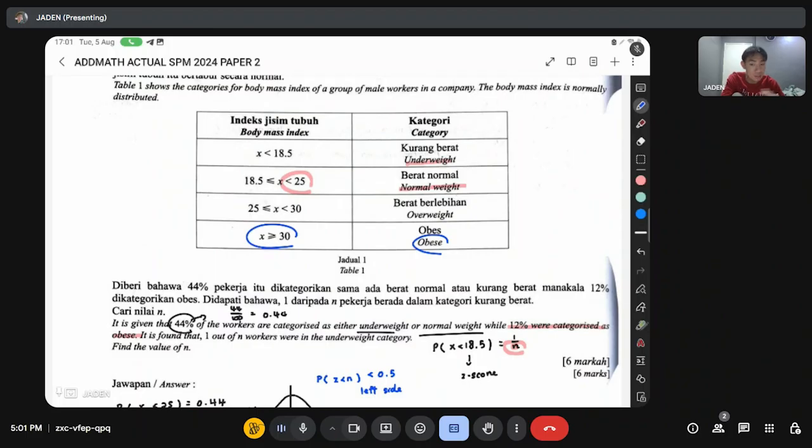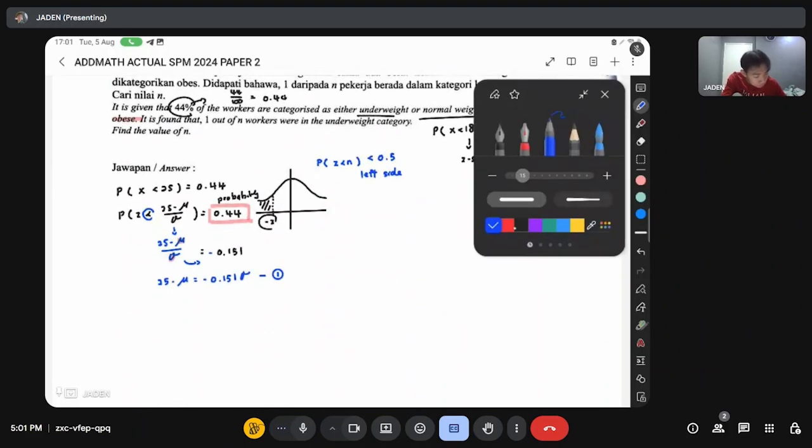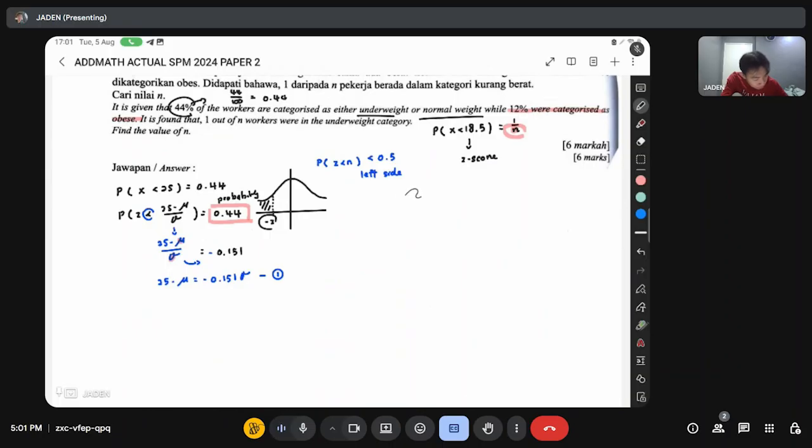Obese means the x is greater or equal to 30. So let's write down greater or equal to 30. And then this is 12%, right? So we write down 0.12. I hope you understand now why this is 0.12. And then we're going to convert this into z-score. 30 minus mean over standard deviation equal to 0.12.